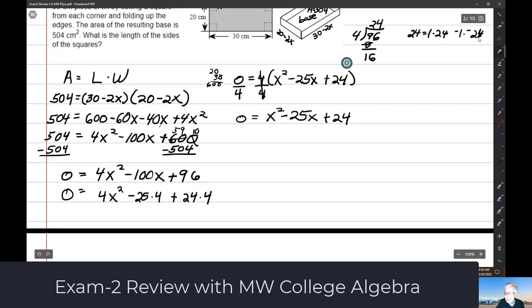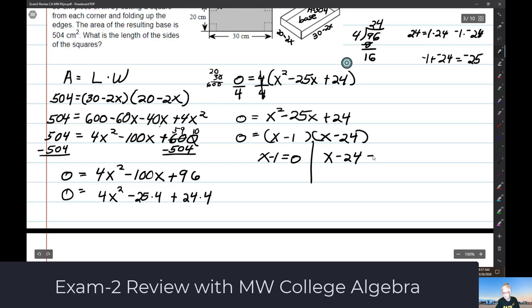And I just can't get that 25 out of my mind. If I add negative 1 plus negative 24, I get negative 25. So woohoo! That's how I'm going to factor this. 0 equals boom, boom, boom, boom. Split the x squared apart, x. And then I'll have minus 1, minus 24. Set each factor equal to 0. X minus 1 equals 0. X minus 24 equals 0. And when I add 1 to both sides, I get x equals 1. When I add 24 to both sides, I get x equals 24.